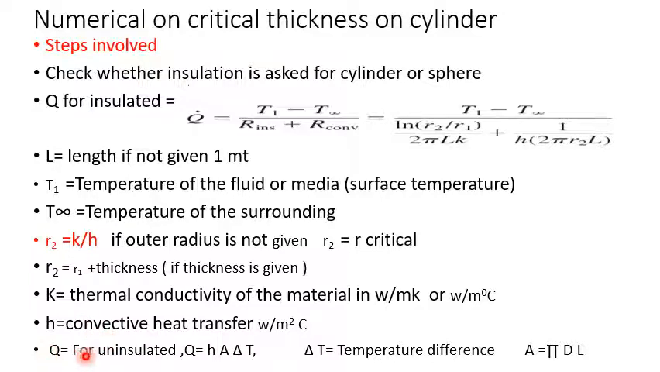So this part I have spoken of earlier. Q for the uninsulated case, I use the formula from Newton's law of cooling. And here delta T is the temperature difference, that is T1 minus T2, and A is the area, which is given as pi d L. So pi is 22 by 7 or 3.143, and the diameter or twice the radius I can use, and L, as I mentioned, is the length of the pipeline.